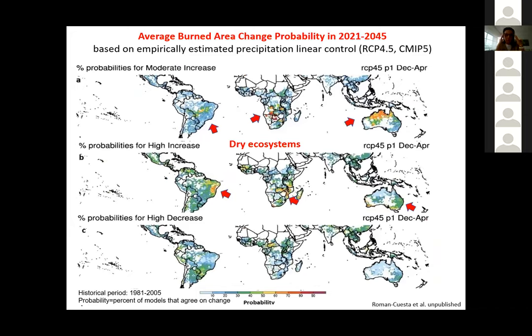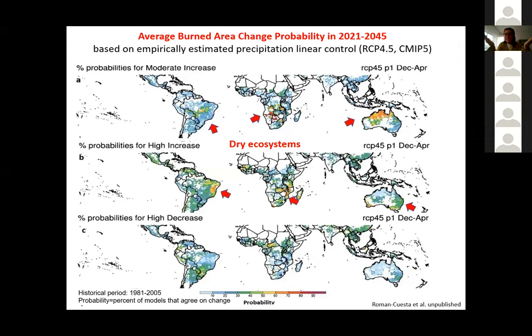Our third definition of fire hotspot was identifying future hotspots of fire activity. To do that, we basically used the correlation between burn area and precipitation. We also used temperature, but temperature was not so clear for 2000 to 2019. Then we applied this correlation to the future weather conditions as defined by CMIP5. We did that for three periods, but right now I'm only showing you the projected areas of future fire risk for the period of 2021 to 2045.